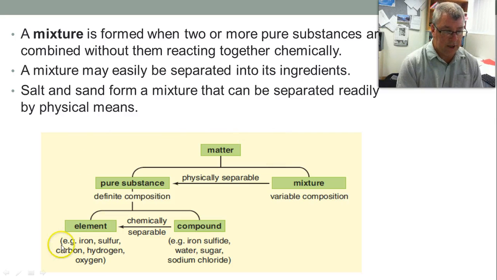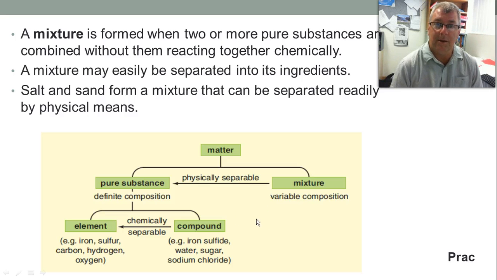Now here's our classification scheme for matter. We can have a mixture or a pure substance. A mixture is physically separated. A pure substance has a definite composition, so we have an element, any of the elements on the periodic table, or a compound, a combination of the elements on the periodic table, and then you can chemically separate them. We'll be using that classification in a prac that we do.